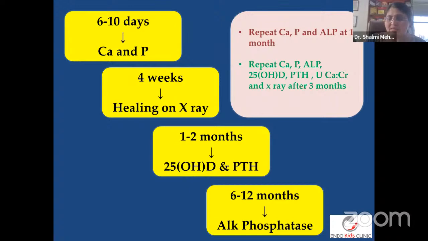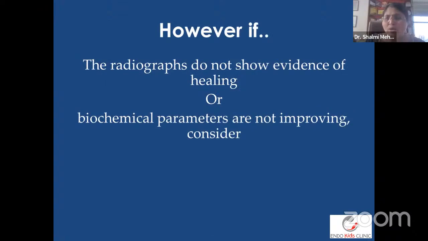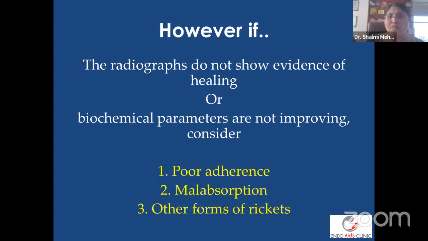We repeat a calcium, phosphorus, and alkaline phosphatase at a month. And then at 3 months, we would repeat the X-rays and the other blood parameters to see how the child is doing. But yes, if the radiographs are not showing signs of healing, or if the other biochemical parameters are not improving, remember, we need to first make sure that the child is compliant to therapy. The rare forms of rickets are there, but they are not that common. So make sure that you have given adequate doses, make sure the child is taking the medications properly, rule out malabsorption, and then look for the other forms of rickets.